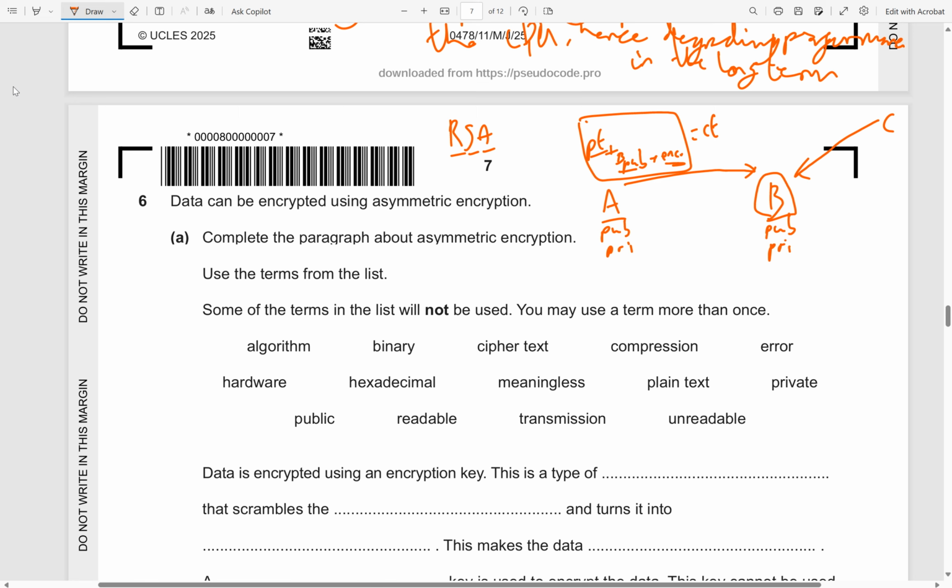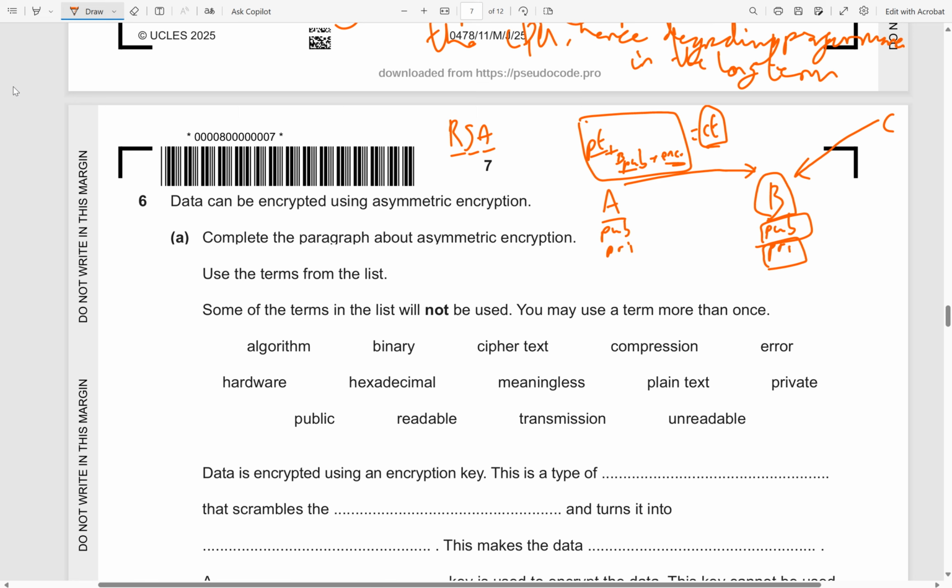So what's going to happen is, because we use the public key to encrypt, when B receives the ciphertext, B is going to use the same algorithm to decrypt. I guess we can call it a decryption algorithm, but it's basically the same algorithm. But of course, they're going to use their private key. Hopefully that makes sense.